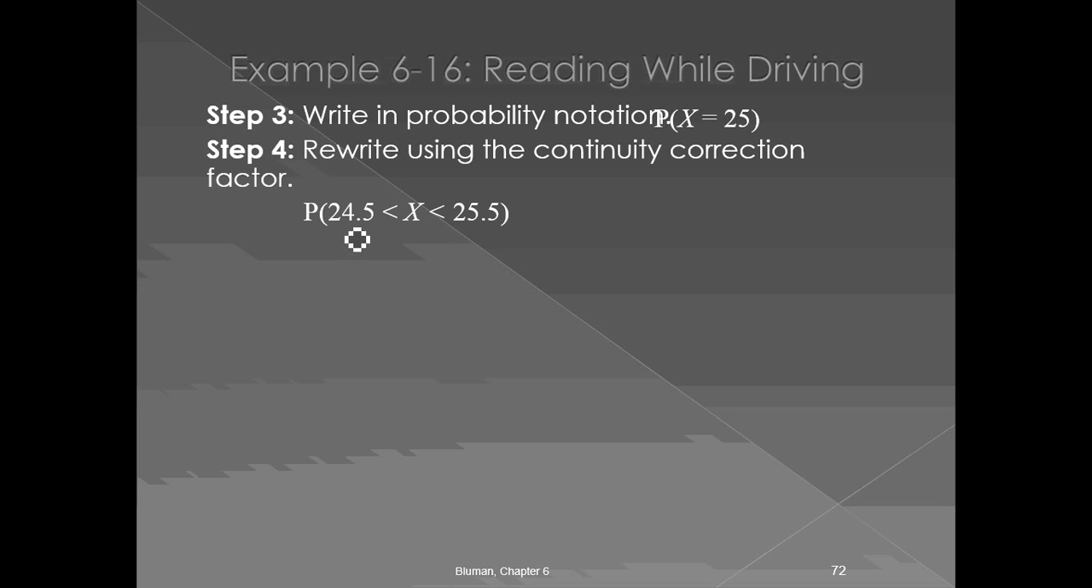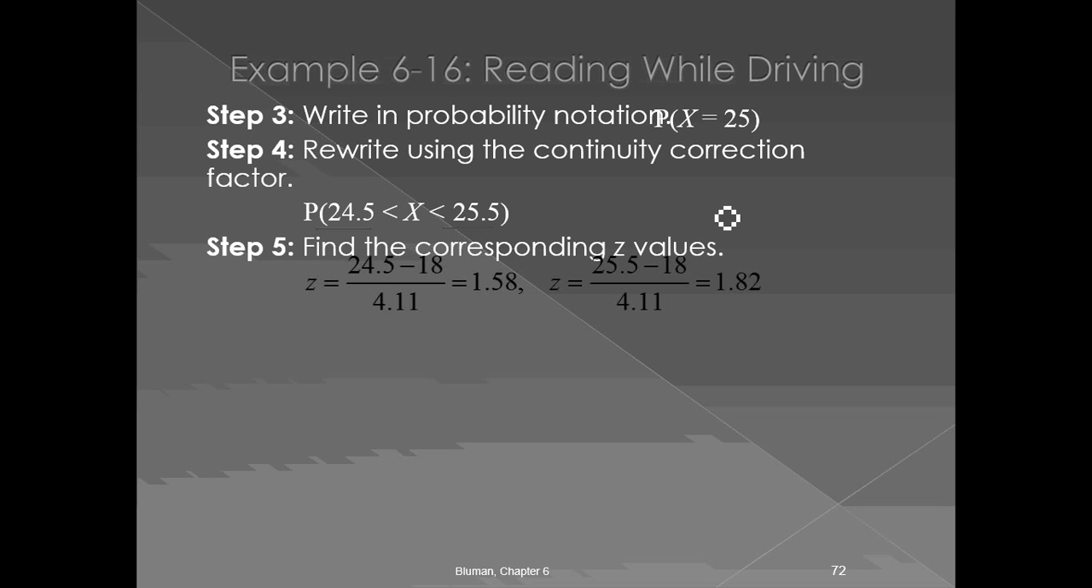So now we actually have two numbers that we have to find a z-value for. And you do this the exact same way that we did it in section 2. Use your z formula. So you plug in 24.5 minus your mean, which we just found, divided by your standard deviation. You do that for both, and you get these two values, 1.58 and 1.82.